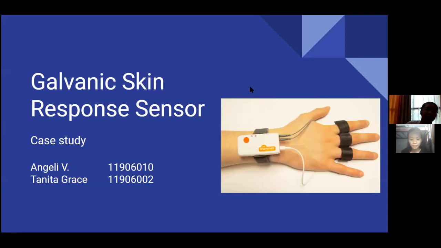Good morning, Pak Dedi and friends. Today Anjali and I will be talking a bit about the galvanic skin response sensor. As we can see, this is the device that is located on the hand, and the black part which surrounds the finger is where the sensors are. Next slide.